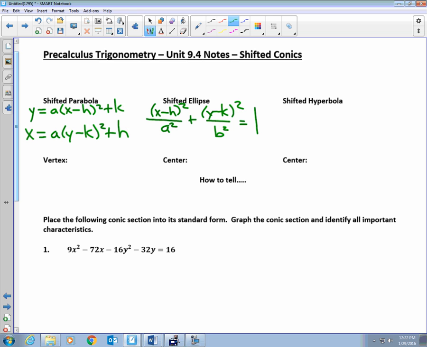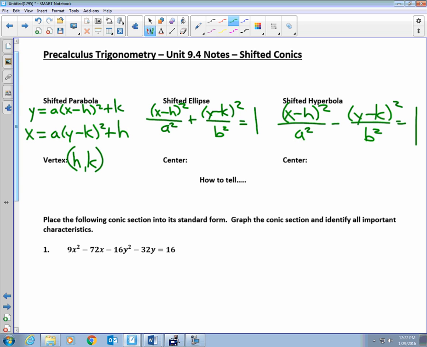So hyperbolas is just going to be slightly different. It's just going to be a subtraction sign. (x minus h) quantity squared over a squared minus (y minus k) quantity squared over b squared is equal to 1. Is it going to open up horizontally or vertically? Why? Good, x is positive. In all these cases, here the vertex is located at (h, k), and the ellipse, the center, is (h, k), and in the hyperbola, the center is (h, k).